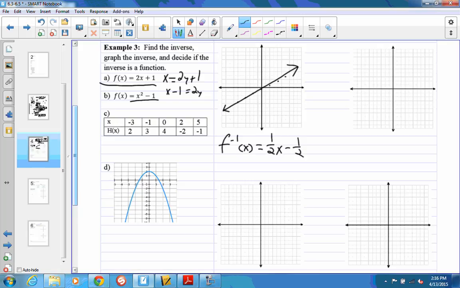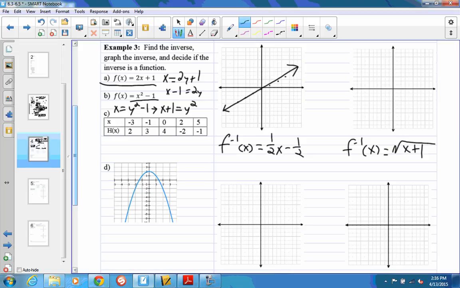Second one, x squared minus 1. Well, let's find the inverse. So x equals y squared minus 1. X plus 1 equals y squared. So my inverse function equals the square root of x plus 1. That whole thing, right? Because I'm square rooting this whole value. You can't split that up because it's addition, not multiplication, right?